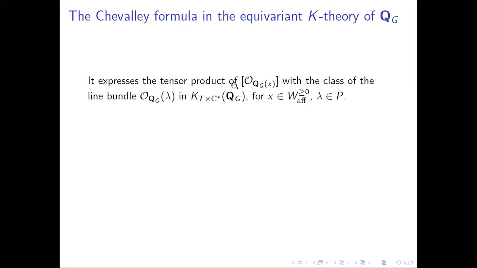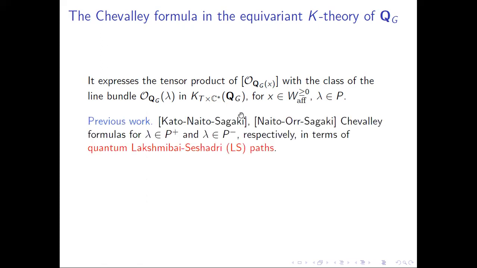Such a formula expresses the tensor product of an arbitrary Schubert class with the class of a line bundle in this T cross C star equivariant K-theory of the semi-infinite flag manifold. The way things went here is that first Kato-Naito-Sagaki and Naito-Sagaki gave Chevalley formulas for dominant weights and anti-dominant weights respectively.